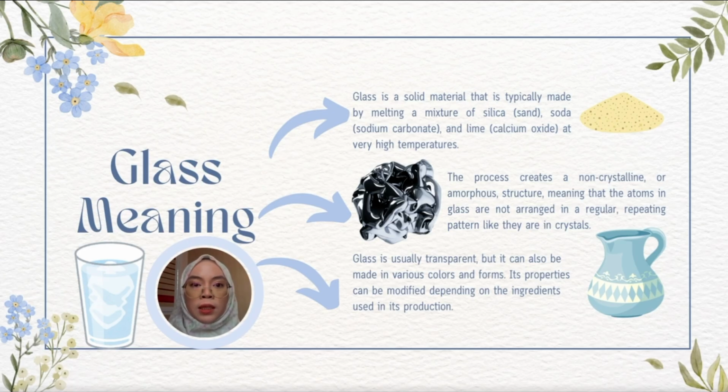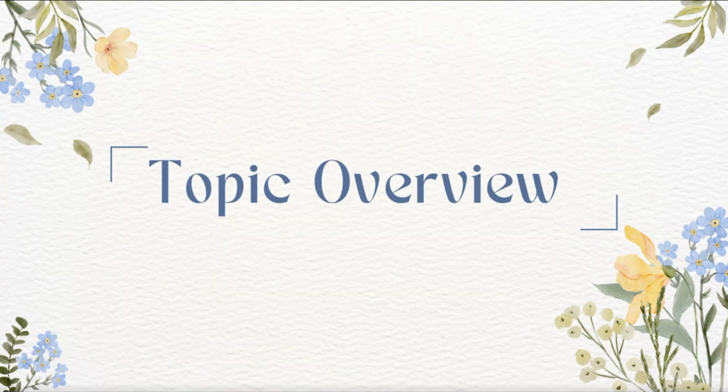The process creates a non-crystalline or amorphous structure, meaning that the atoms in glass are not arranged in a regular, repeating pattern like they are in crystals. Glass is usually transparent, but it can also be made in various colors and forms. Its properties can be modified depending on the ingredients used in its production.